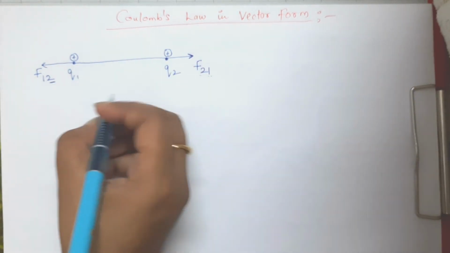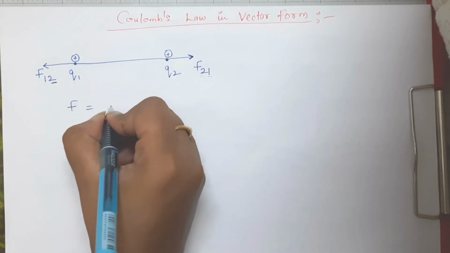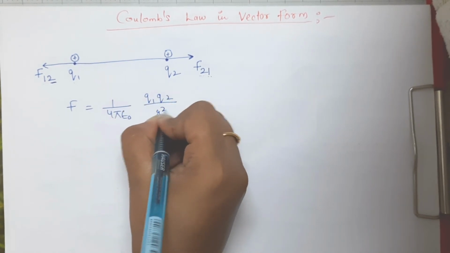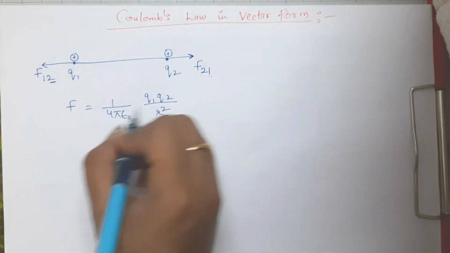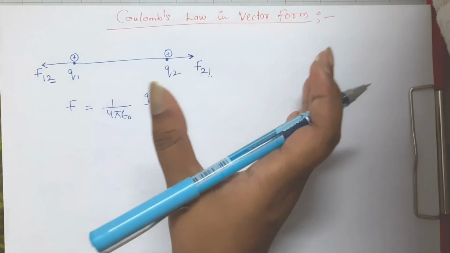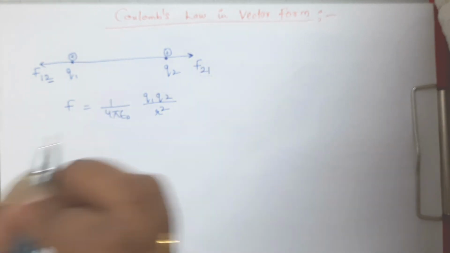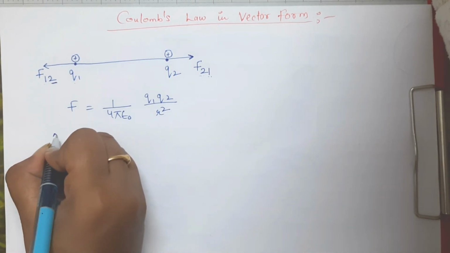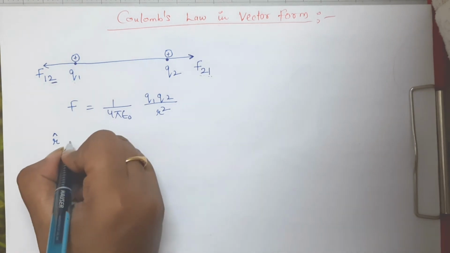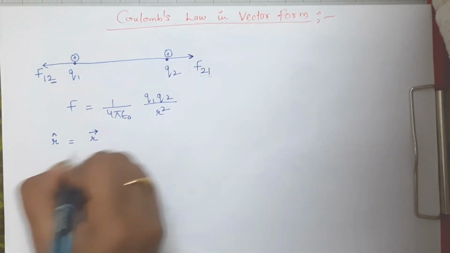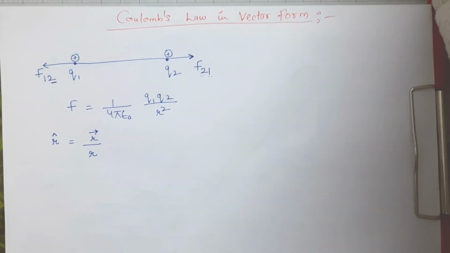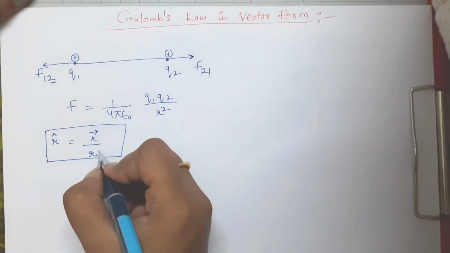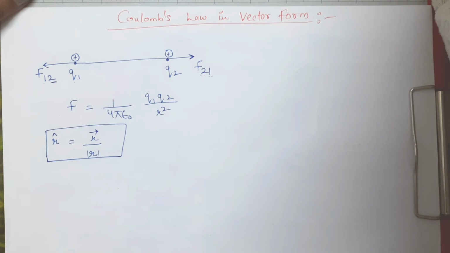Now we know the force between charges is 1 by 4 pi epsilon naught q1 q2 by r square. This is the force between the charges when they are in vacuum. So suppose the system is in vacuum right now. One thing we are going to discuss is the unit vector. If r cap is a unit vector, we can write r cap as r vector divided by the magnitude of r. This is the formula: a unit vector is r vector upon r, the magnitude of r.